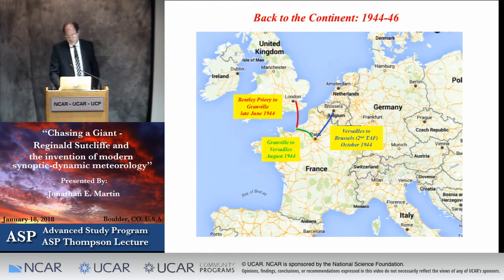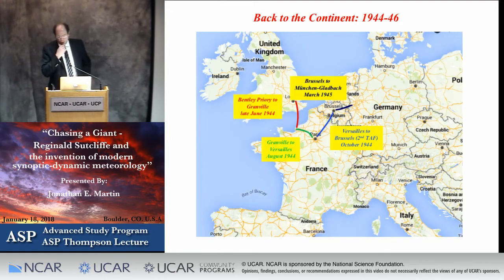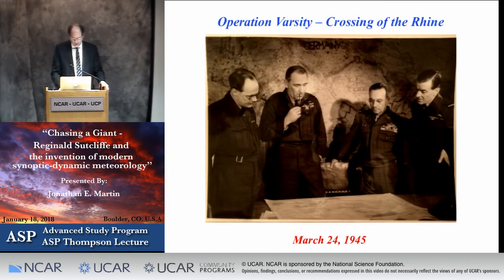And after October of '44, he went to Mönchengladbach after they had crossed the Rhine, and he made the official forecast for the crossing of the Rhine, the so-called Operation Varsity, which occurred in late March 1945. And here's a picture of him. That's Conyngham, the air officer in command of the British Royal Air Force, and a couple of other people.